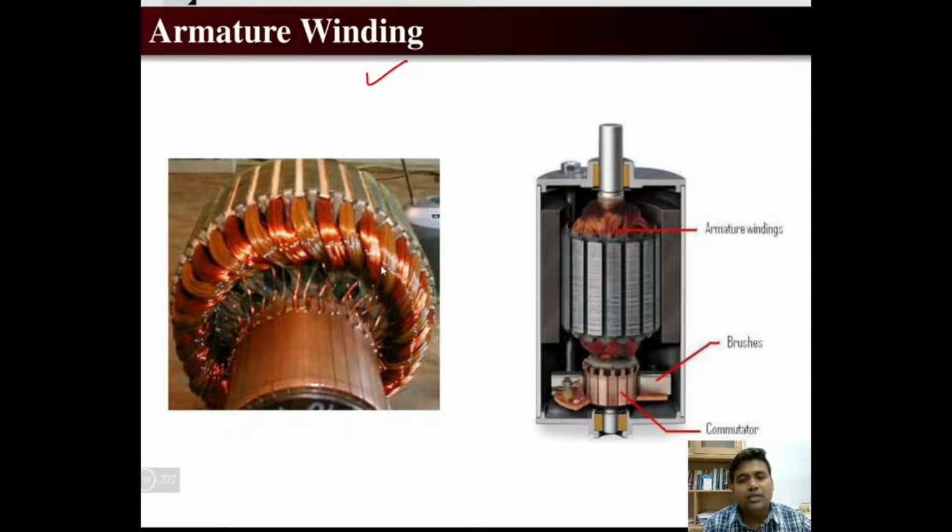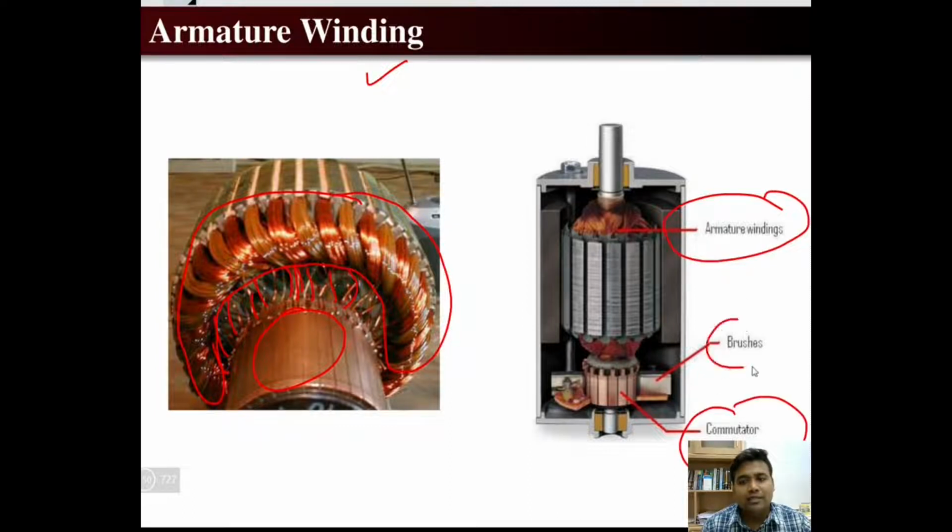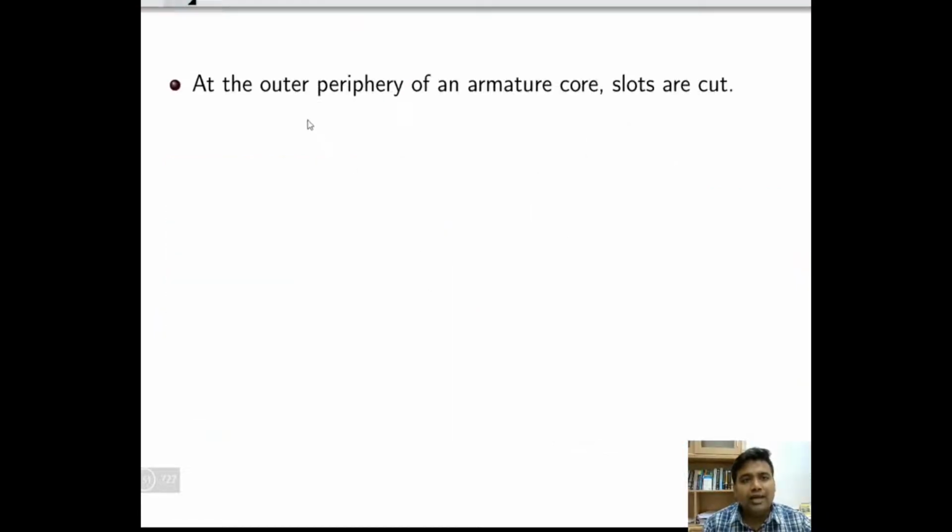So in the first lecture we have seen how the armature windings are connected through the commutator segments, the terminals coming out of the winding. Here you have the armature winding, and here you have the commutator, and this is connected with the two brushes. You have some slots in the armature which are holding the armature winding. So at the outer periphery of an armature core, slots are cut.